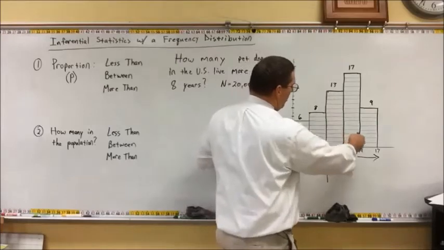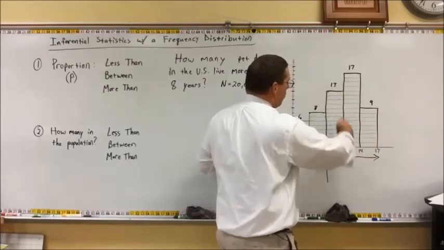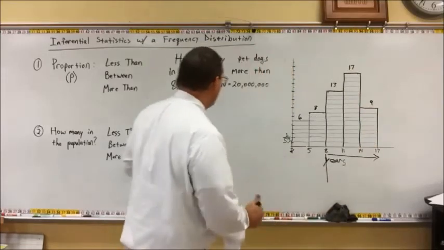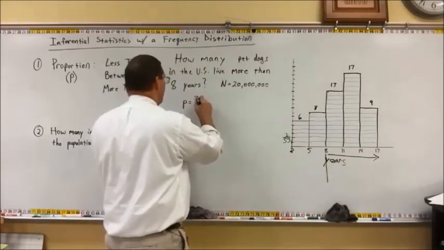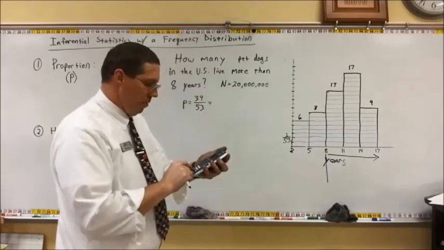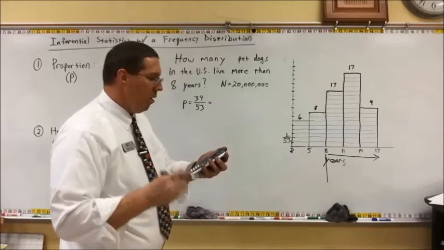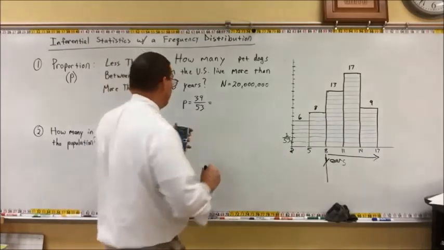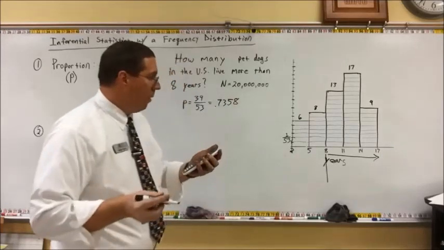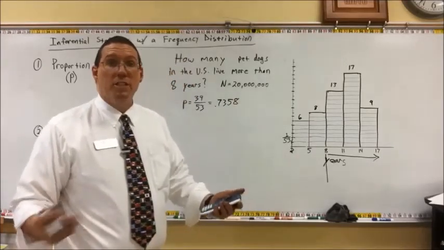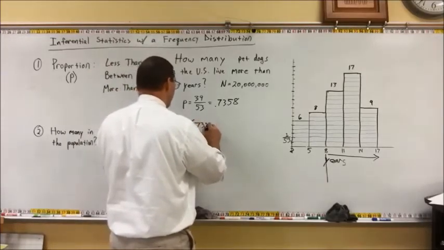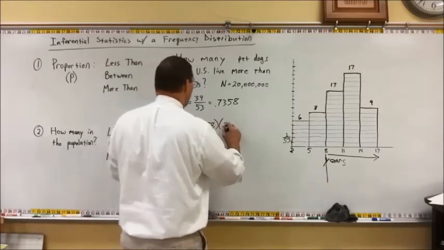So that's this column, and this column. 13 plus 17 is 30, plus 9 is 39. So our proportion is going to be 39 out of 53, which we can do in the calculator. 39 divided by 53 is 0.7358. And then we multiply that number, the proportion, times the population. Okay? So we're going to go 0.7358 times 20 million.